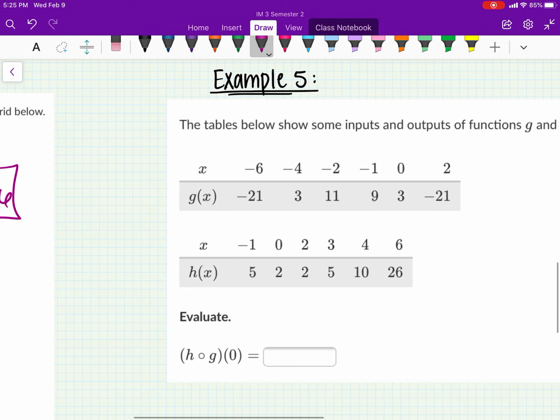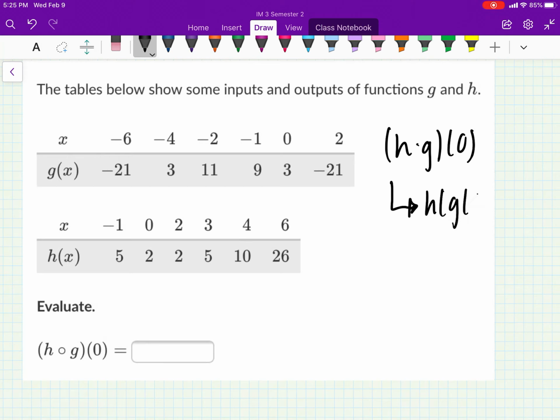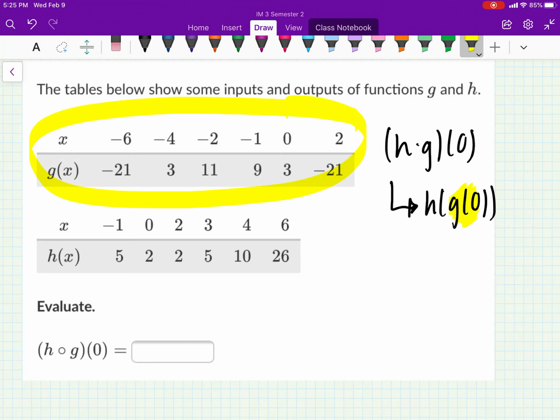All right, now let's go ahead and do that with the table here. And in the table, guys, they are telling us to do h times g of 0. And they are giving us 2 tables, g of x and h of x. So starting off, h times g of 0 is the same thing as saying h of g of 0. So first off, we are going to be looking for g of 0, which means look at your table with g and go where x equals 0. X equals 0 here. So our answer is 3.